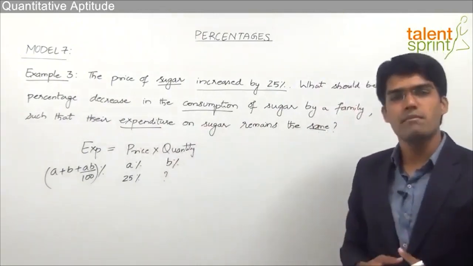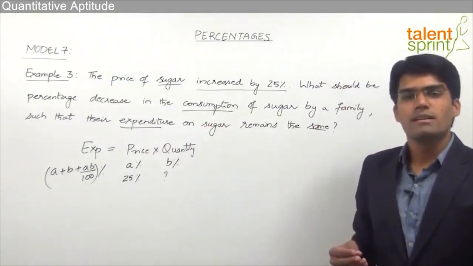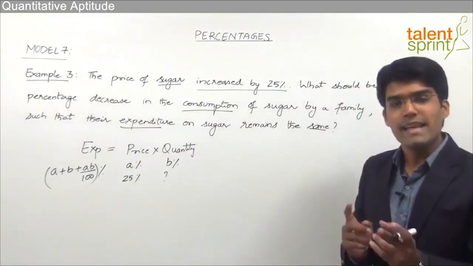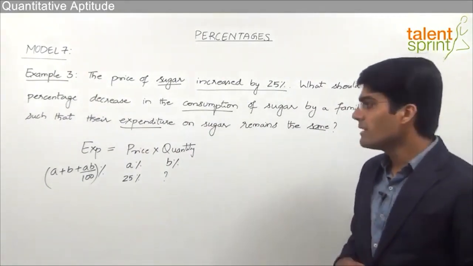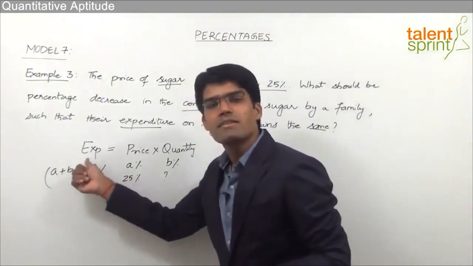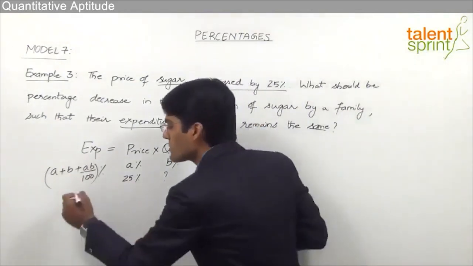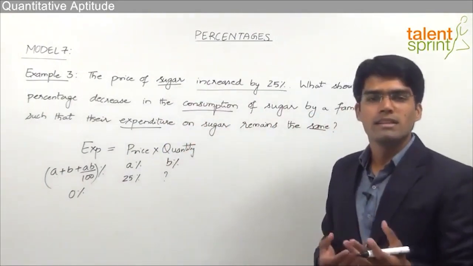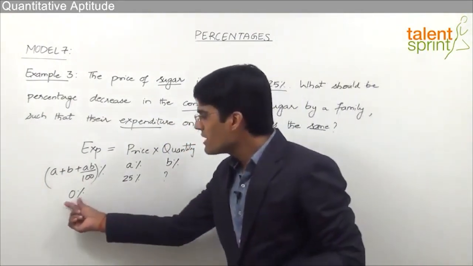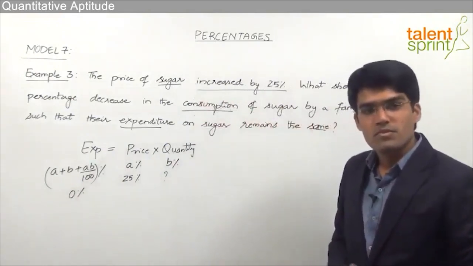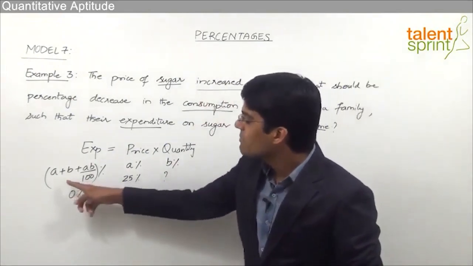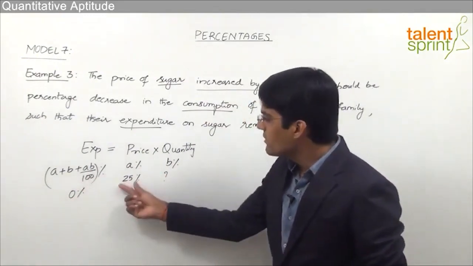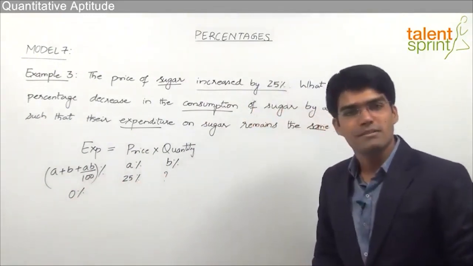Expenditure remains same means what? It is nothing but the old expenditure should be equal to the new expenditure. So very clearly, as there is no change in expenditure, the overall change in expenditure can be taken as 0%, because old expenditure and new expenditure are equal. So when they are equal, there won't be any change, or the change can be taken as 0%. So very clearly, A plus B plus AB by 100 is equal to 0. A is equal to 25 and B has to be calculated.